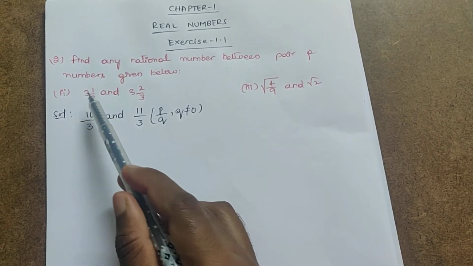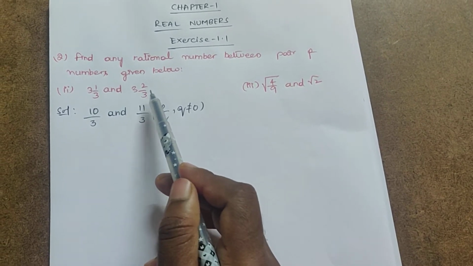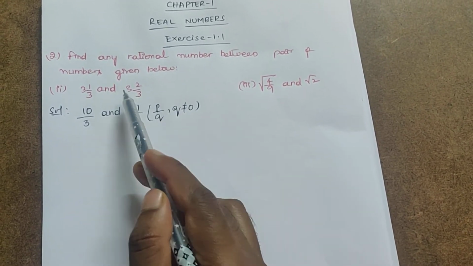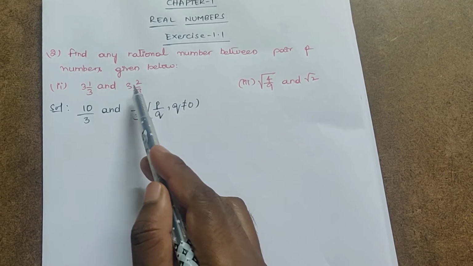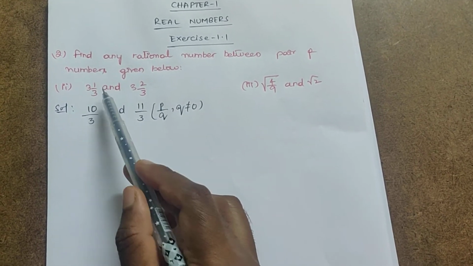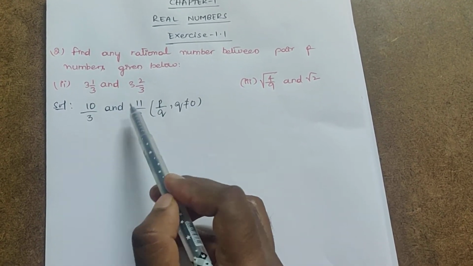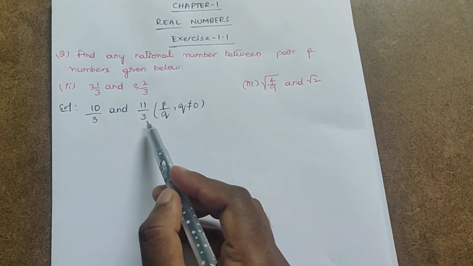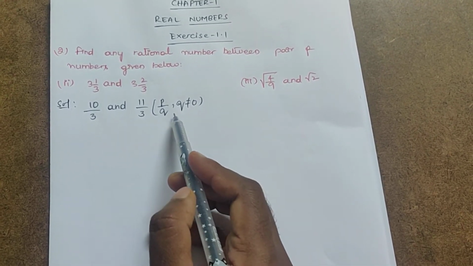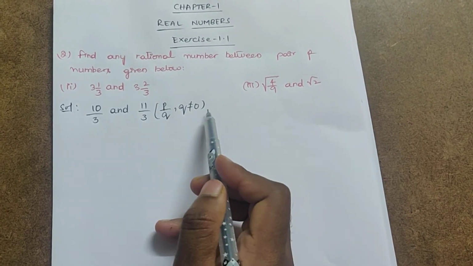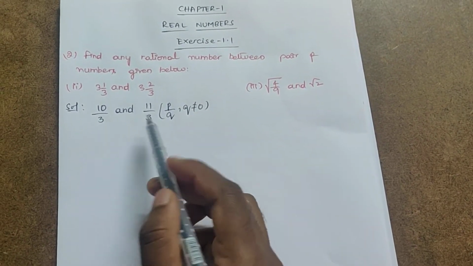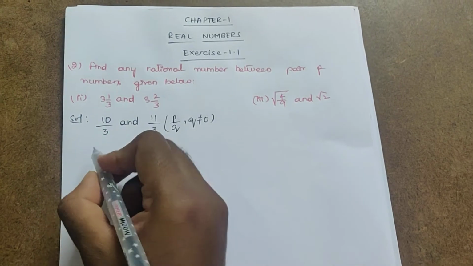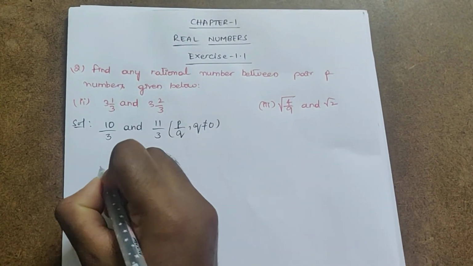In the question, 3 1 by 3 and 3 2 by 3 are mixed fractions. Let's convert these into improper fractions first. 3 threes are 9, 9 plus 1 is 10, so 10 by 3, and 3 threes are 9, 9 plus 2 is 11, so 11 by 3. Both 10 by 3 and 11 by 3 are in the form p by q, where q is not equal to 0. So let's solve these two fractions first to find out which is a rational number.